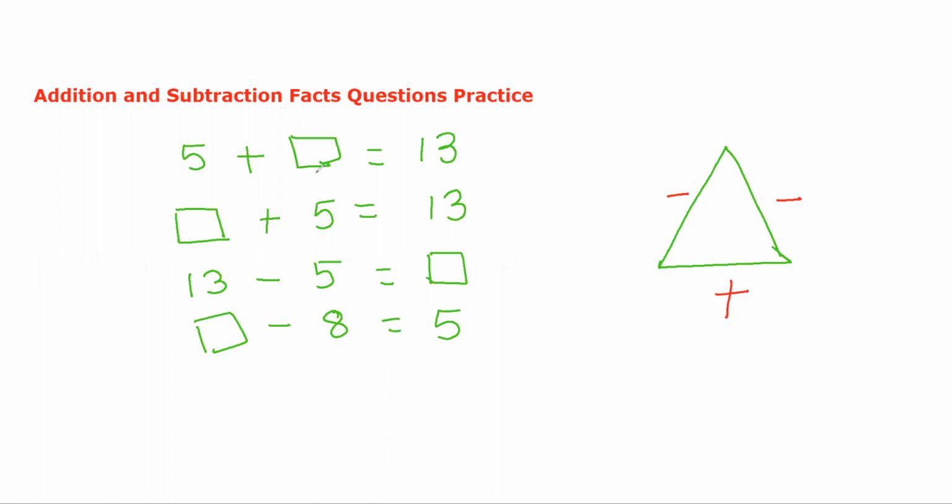So now look at the first equation. 5 plus something is equal to 13. So I know 5 plus something, so this is a plus sign. I'm looking at the sign first. I know this is a plus sign. So in this equation, these two numbers clearly go on the bottom of the triangle. So let's start filling the numbers. So 5 and then something will go on the bottom of the triangle.